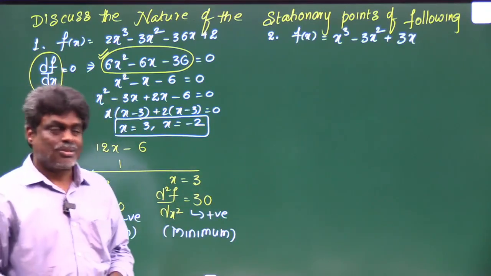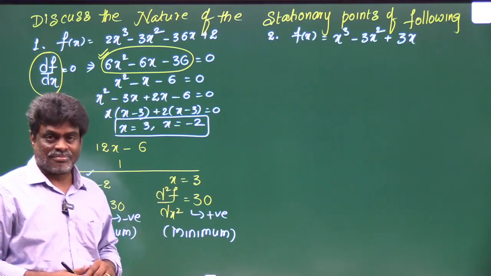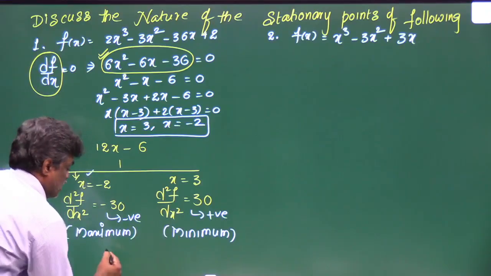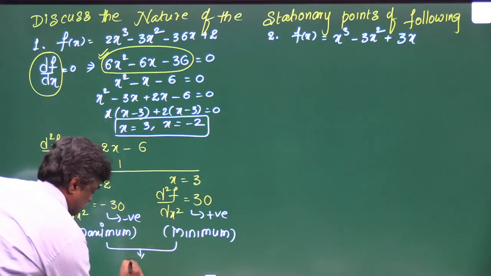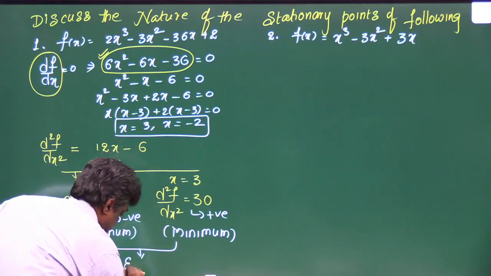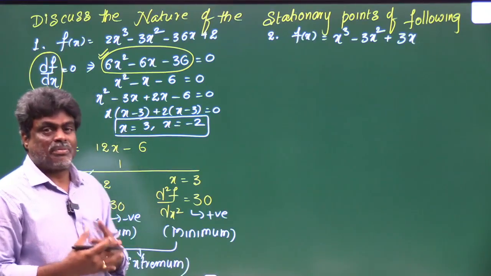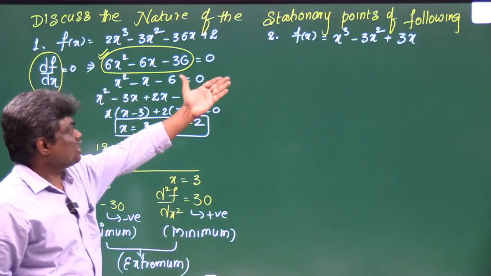That's it. So your function is having minimum value at x equal to 3. Remember always, either maximum or minimum, we will use a common word called extremum. If I use the word extremum, that means the function is having either maximum value or minimum value. Okay. So can you please try the second one?